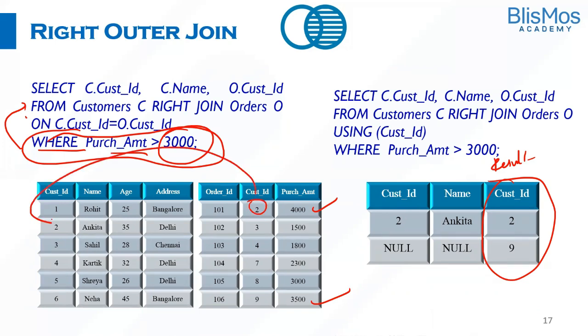Then here for 4,000, customer ID is 2. Do we have that here? Yes, we do have. And for the 3,500, customer ID is 9. Do we have that here? No, it is not there. So we'll introduce a null here. This is how right outer join works.